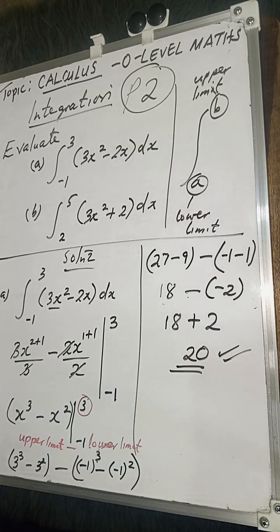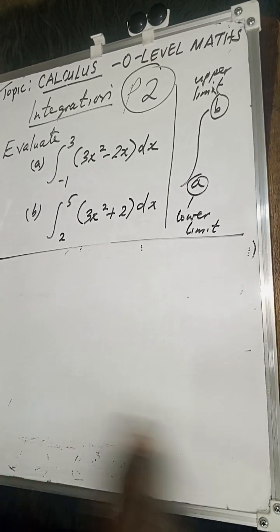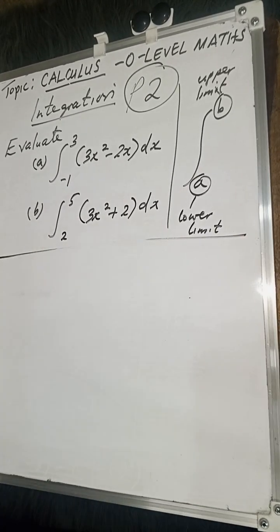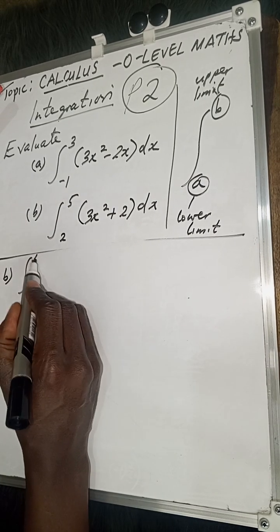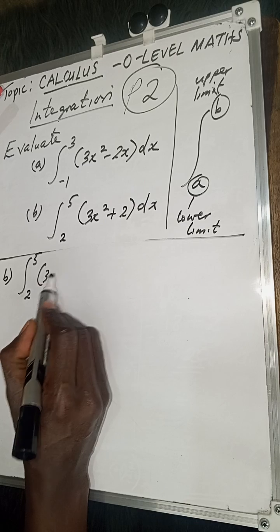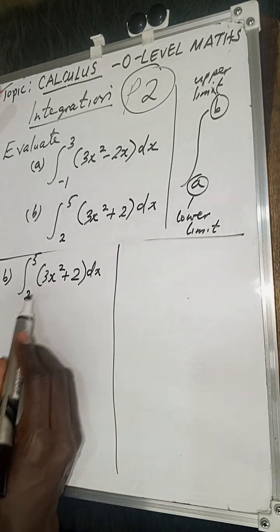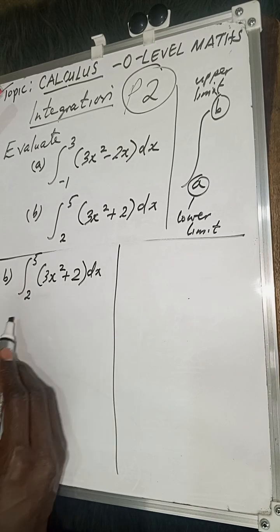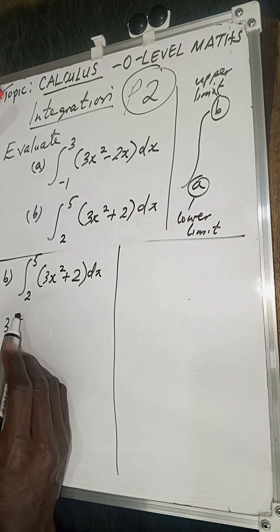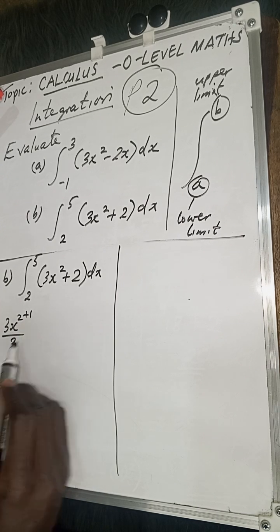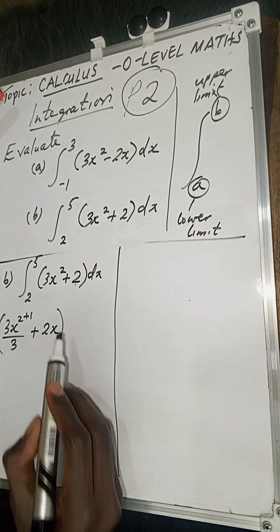Let me show you also in the second one there how you can go about evaluating, how you can actually evaluate again when they ask you. So again, they have given us the upper limit 5 and the lower limit 2, then that is 3x squared plus 2 with respect to x. So we start by integrating first of all individual terms. Remember, x plus 3x raised to the power 2 plus 1 divided by the new power, which is a 3, plus. If you have a number, you just give it x. That's what we said. So this is what we have.